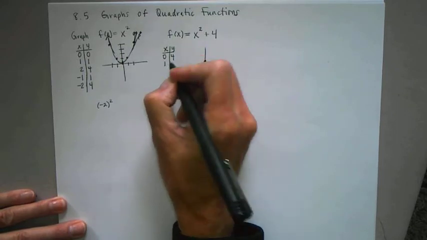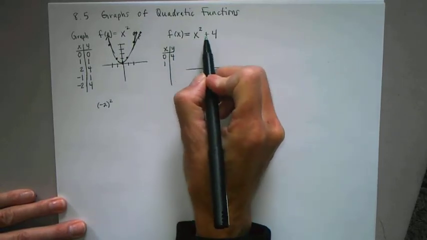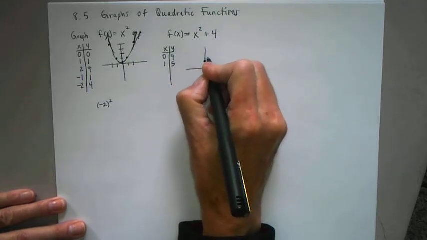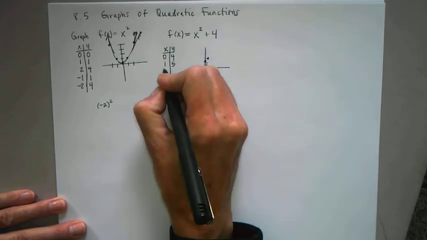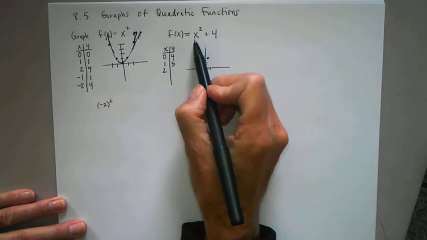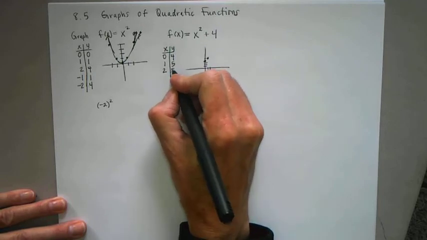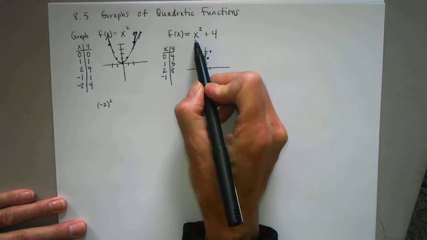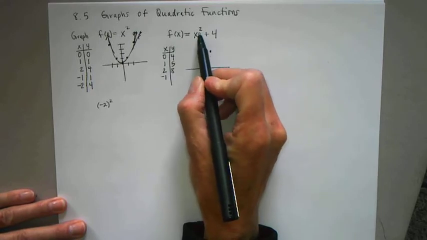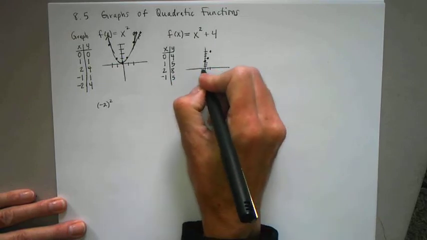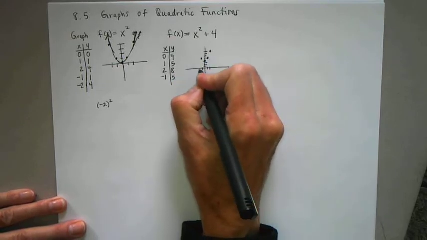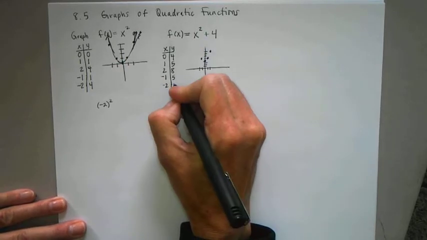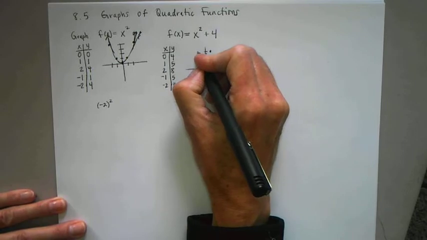Now let's put in 1. So 1 squared is 1, and 1 plus 4 is 5. So I go over 1, up 5. Let's do one more. Let's go 2. If I plug in 2, 2 squared is 4, and 4 plus 4 is 8. So I go 8. Now let's go on the other side. Again, plugging in negative 1. Negative 1 squared is 1, and 1 plus 4 is 5. So I can see now that it's repeating on the other side. And negative 2 times negative 2 is 4, plus 4 is also 8.